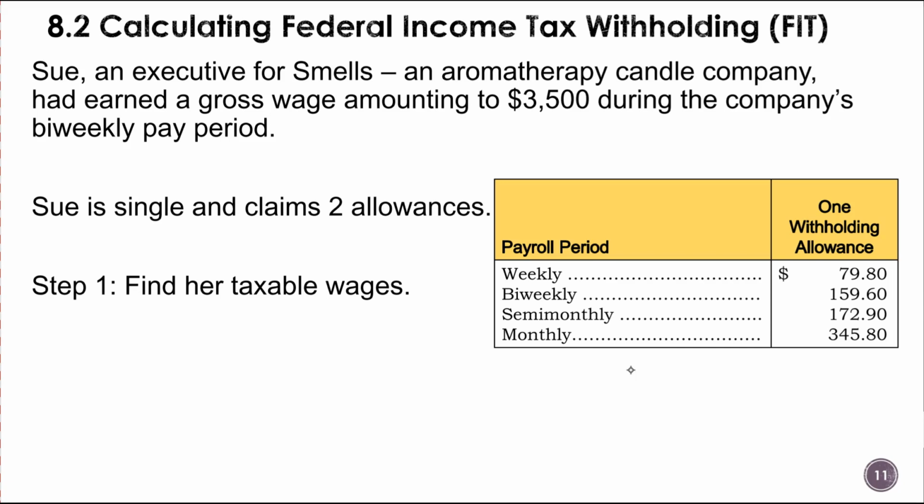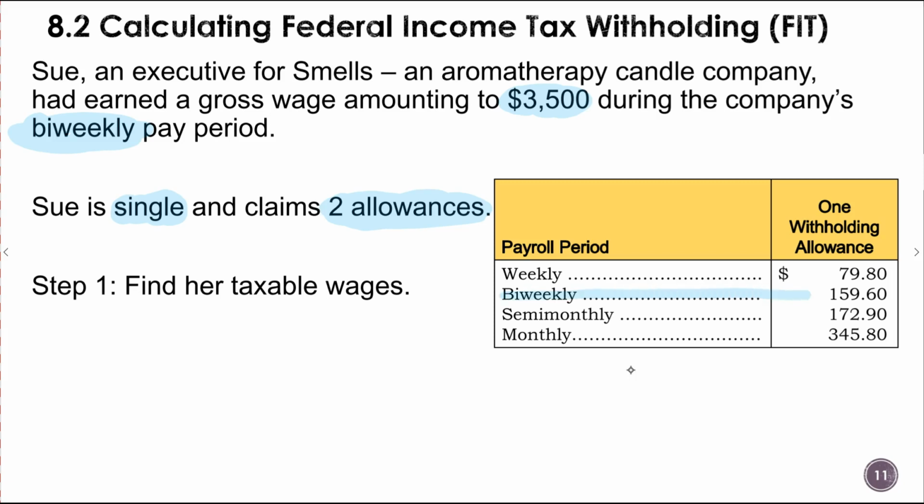I was going to highlight that. Bi-weekly, and she has earned $3,500 for that pay period. Sue is single and claims 2 allowances. Now the single part doesn't matter on what we're figuring right now, but it will here in a minute. All right, so she has 2 allowances, and she's on a bi-weekly.